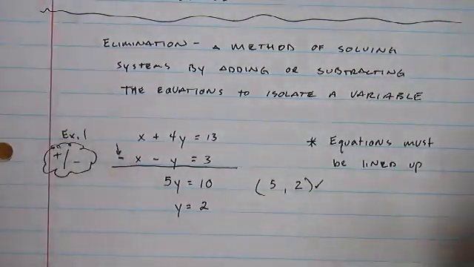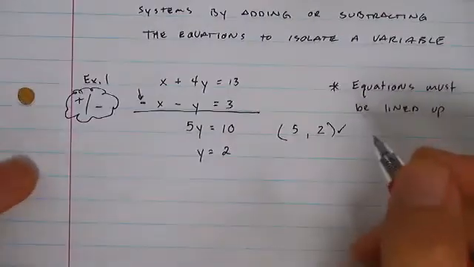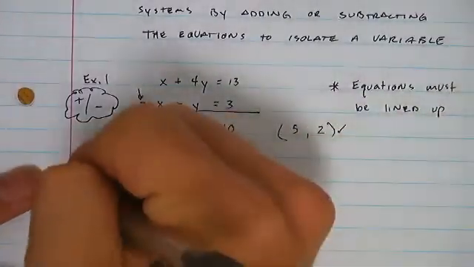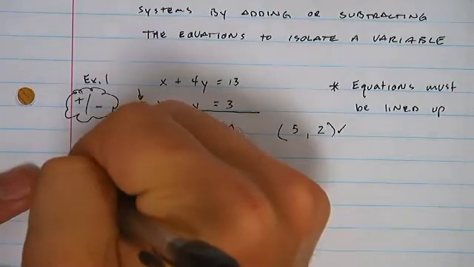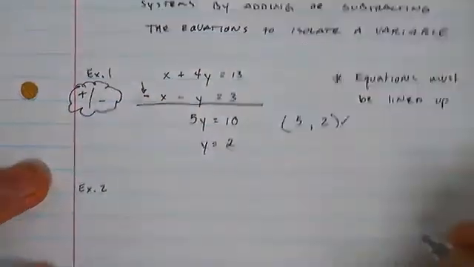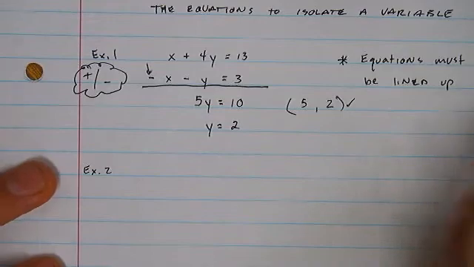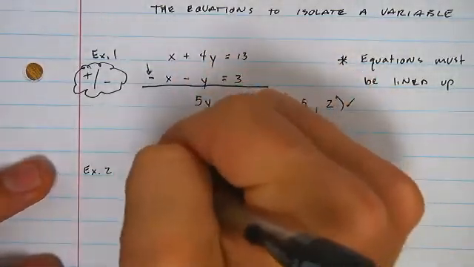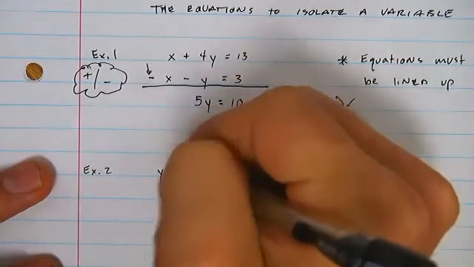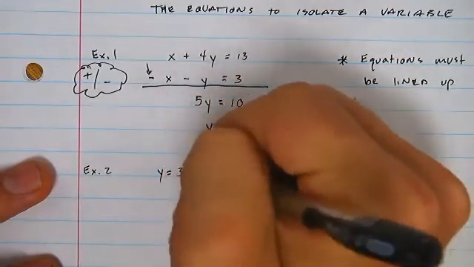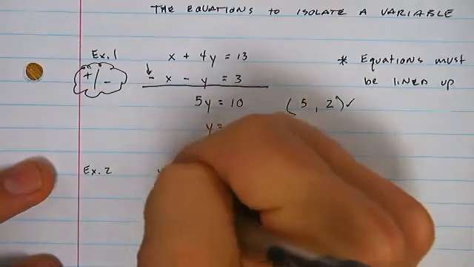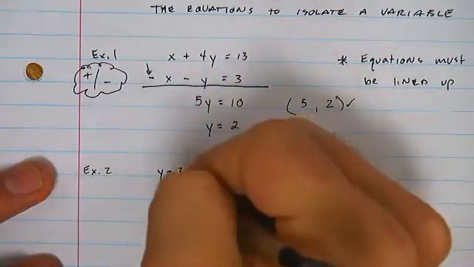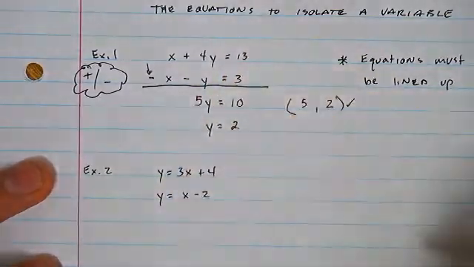So this is one of my preferred methods only because it's so efficient. And it lends itself later on to another method of solving, which we may or may not get to, but we'll see. Okay. 3x plus 4, and then y equals x minus 2.